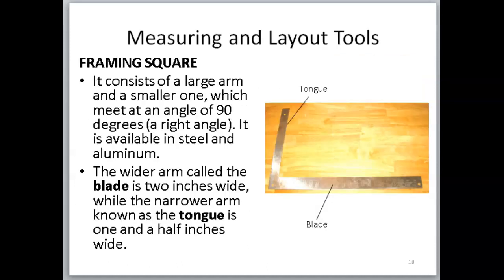Let's look at the framing square. Now, this consists of a large arm and a smaller one, which meet at an angle of 90 degrees. It is available in steel as well as in aluminum. The wider arm, called the blade, is 2 inches wide, while the narrower arm, known as the tongue, is 1.5 inches wide. The diagram shows you the position of the tongue and blade of the framing square.